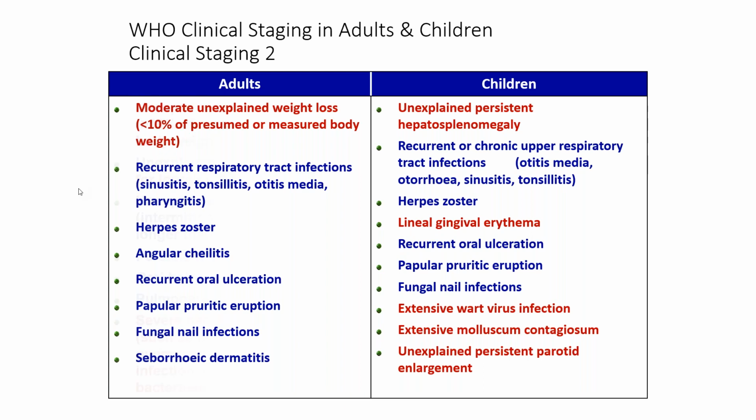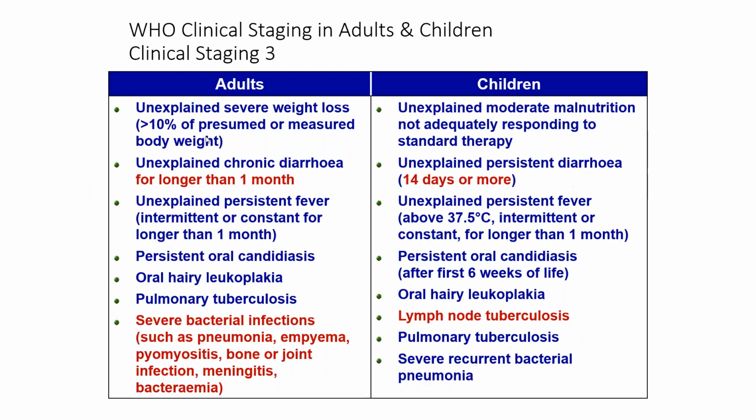Stage 3 patients have more severe disease in the form of weight loss of more than 10% of the body weight. They have unexplained chronic diarrhea for more than 1 month, unexplained fever, which could be intermittent or constant, for longer than a month. Presence of oral candidiasis puts the patient in stage 3. Oral hairy leukoplakia again stages the patient in stage 3. Any pulmonary tuberculosis puts the patient into stage 3. Remember, pulmonary tuberculosis, not extrapulmonary tuberculosis.